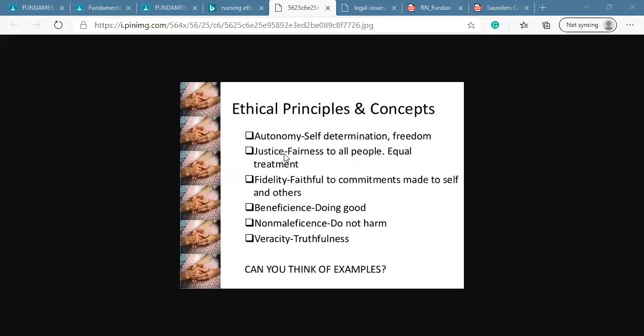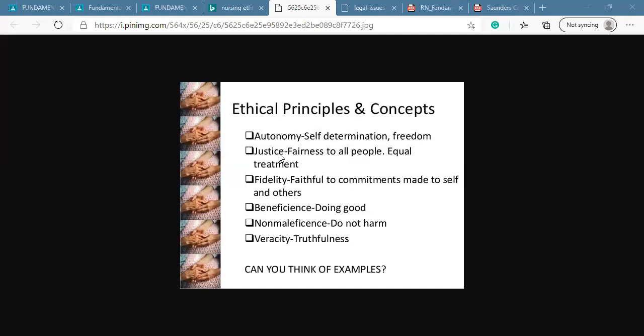And the next one is justice. Justice means fairness to all people, or equal treatment. So justice means we provide fairness in care, also in allocation of resources. I want to give an example. If you are waiting to leave your office, you have 30 minutes before you leave. Still, you have 6 patients.